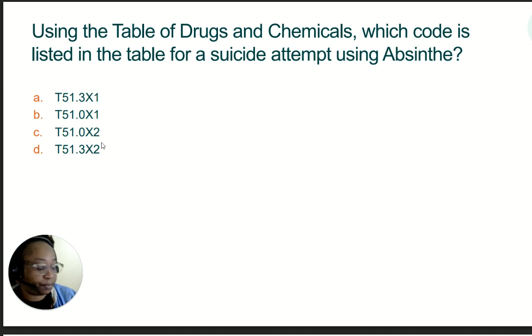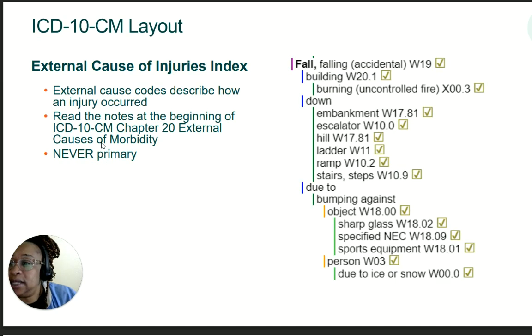See the difference? All right, so we now have the external cause and injury index. External cause codes describe how an injury occurred. Read the notes at the beginning of ICD-10 chapter 20 for the external causes of morbidity, never primary. Keep that in mind.